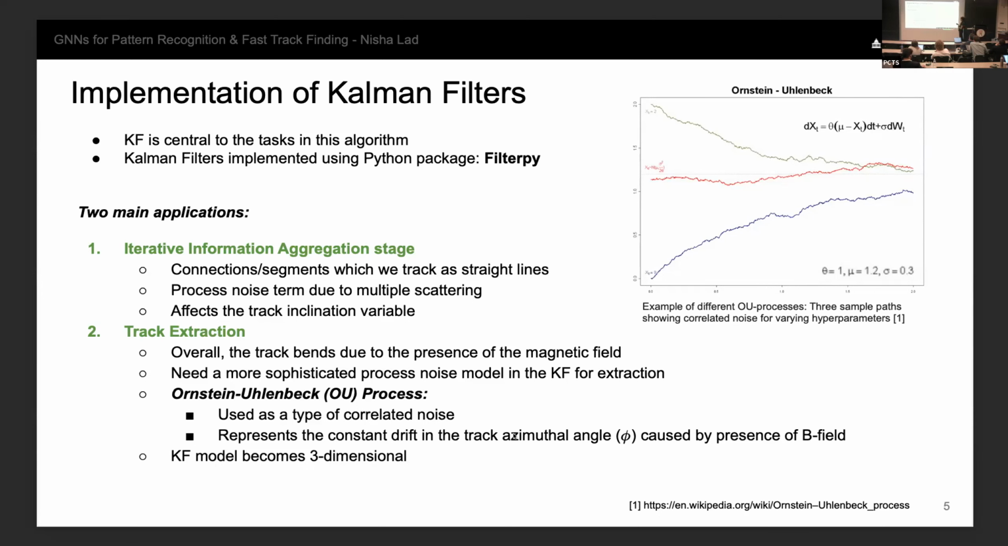However, in the track extraction stage, the overall track bends due to the presence of the magnetic field, and at the extraction, we consider the overall track. We're not just looking at the individual segment. So we need a more sophisticated process in order to model the Kalman filter. This is where we use the OU model, the Ornstein-Uhlenbeck process. This is actually used as a type of correlated noise, and it represents the constant drift in track caused by the presence of the B field. And this basically means that our Kalman filter now becomes 3-dimensional, and the process noise is a bit more complicated.